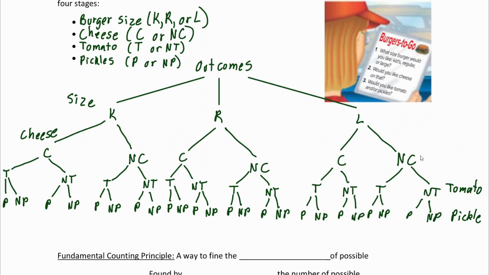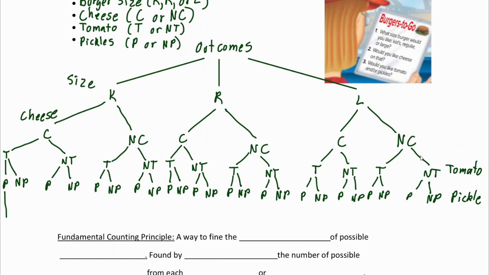And this is where it gets to be a bit of a lot, right? Because what our sample space will be is, for this first one, again, we chose kids with cheese, tomato, and pickle. And then we chose kids with cheese, tomato, no pickle. And then kids with cheese, no tomato, and a pickle. Kids with cheese, no tomato, no pickle. You see how it starts to run into one another? So that's why we do have to be careful. There's only so much space on here, so it will take a little bit of finagling to make this work.